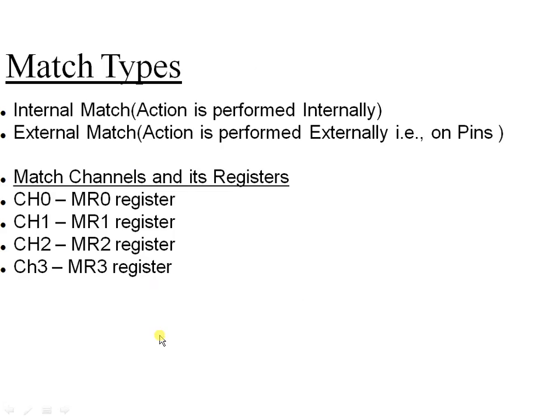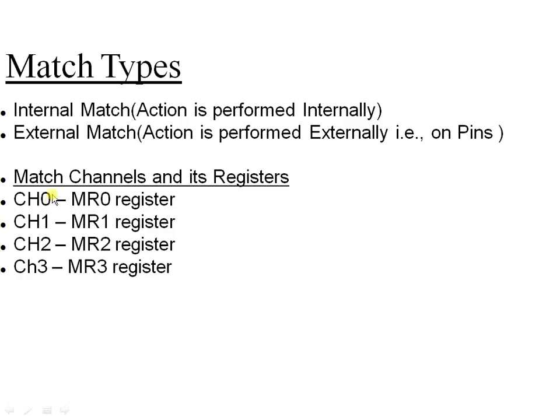Okay. Now let us see the next concept, that is match types. Now here match concept. So it is of two types, internal match and external match. As you can see, if action is performed internally inside the microcontroller, then it is nothing but internal match. If you are performing the action externally on the pins, then it is nothing but your external match. So it has totally 4 channels: channel 0, channel 1, channel 2 and channel 3.